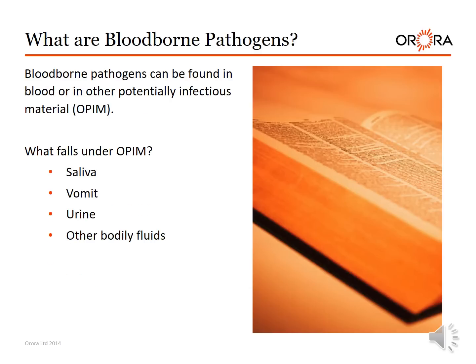What are bloodborne pathogens? Bloodborne pathogens can be found in blood or in other potentially infectious material, OPIM. What falls under a PIM? Saliva, vomit, urine, other bodily fluids.